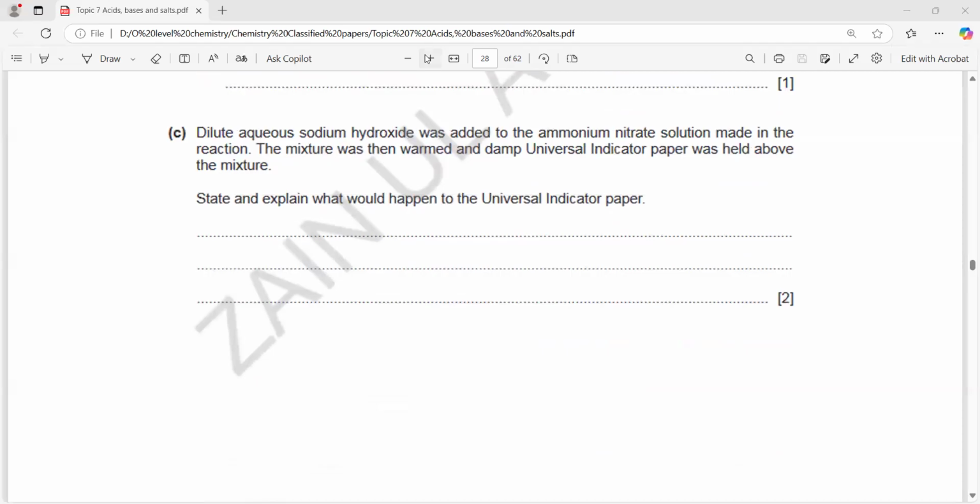Next is, dilute sodium hydroxide was added to ammonium nitrate. Whenever we have an alkali and we are adding it to an ammonium salt, what will be the product? The mixture is then warmed and a universal indicator paper was held above the reaction mixture. State and explain what will happen to the universal indicator paper.